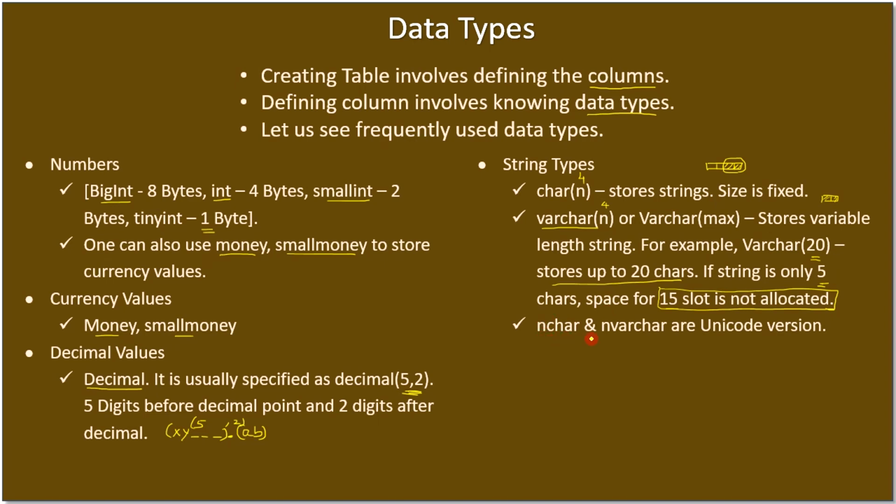Next, nchar and nvarchar are for the Unicode version. Nchar means it can store any character. Unicode version in the sense that, for example, if you want to store some Korean characters, then you can use nchar. Nchar takes more space compared to char, because char is ASCII format and here you can store any Unicode character.